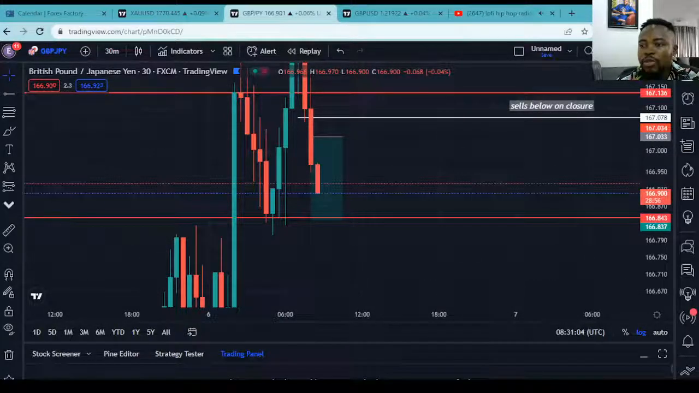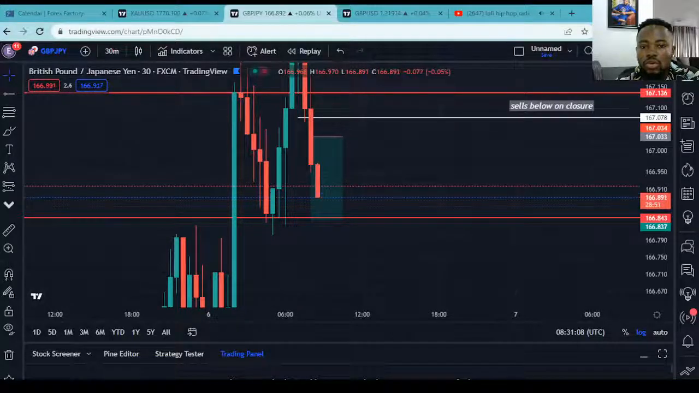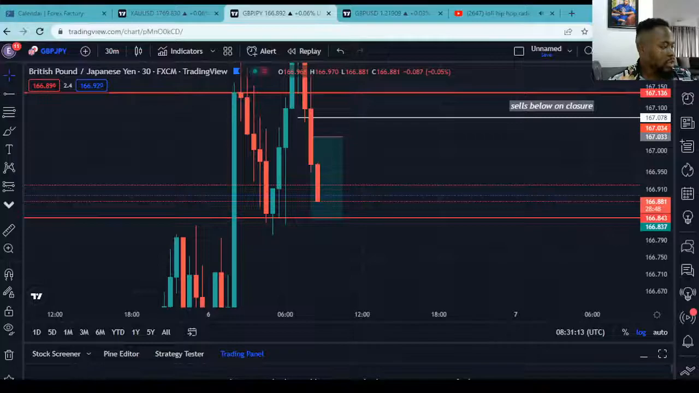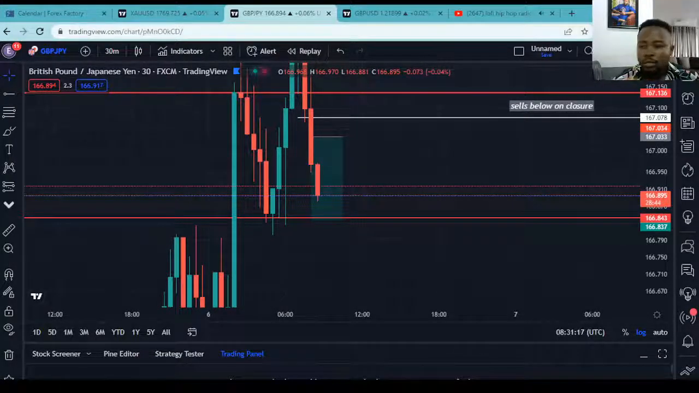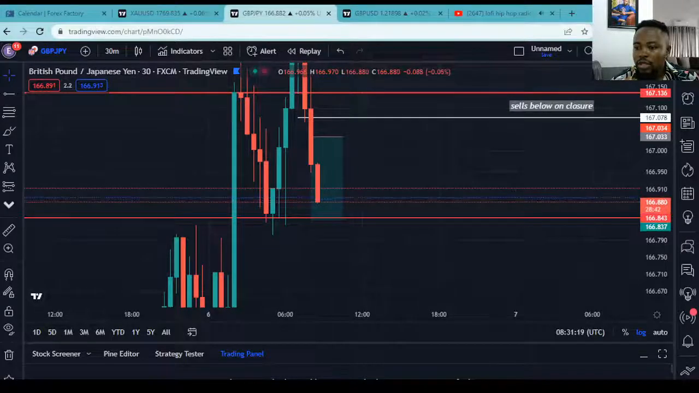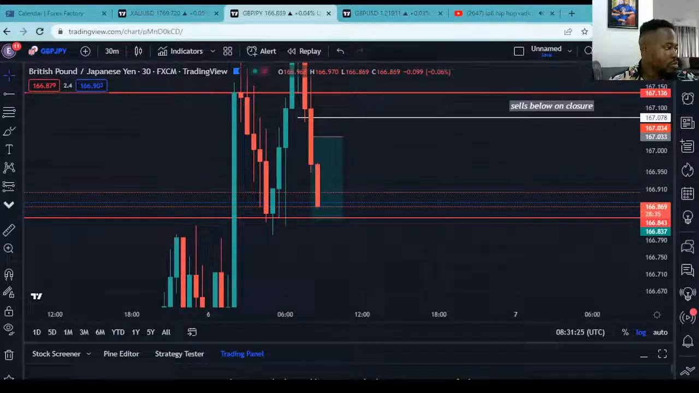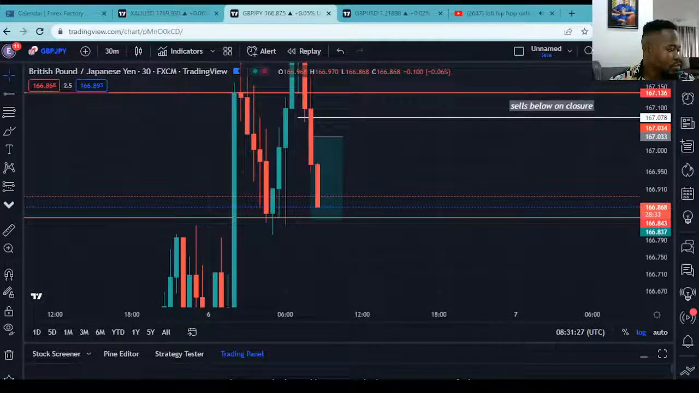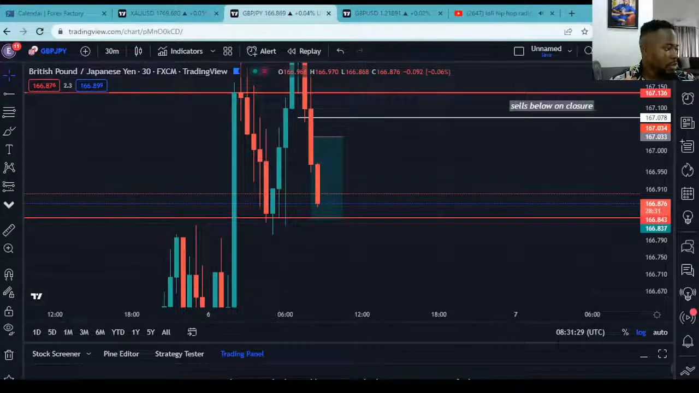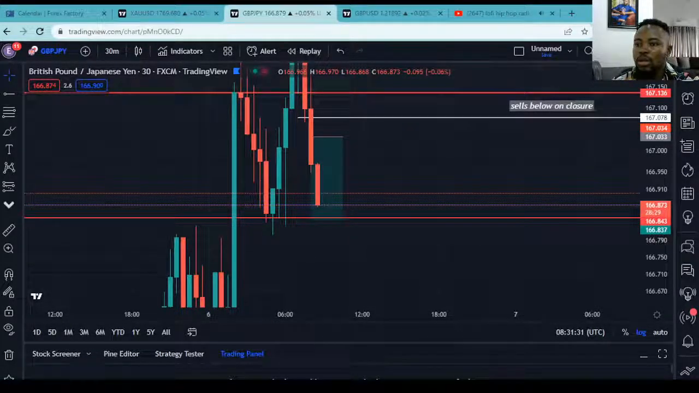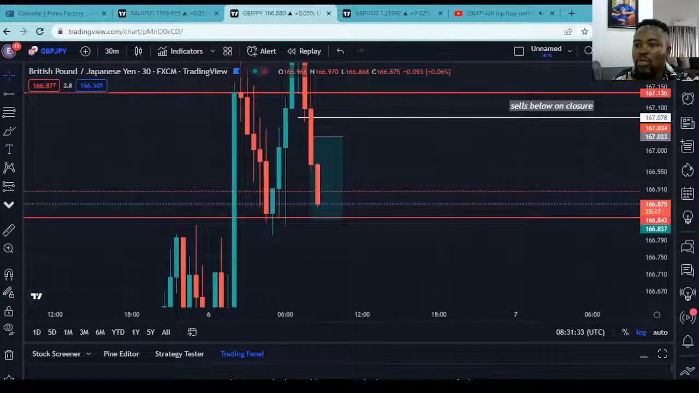Okay, we are 15 pips up right now, 16 pips up. So ideally we should close 50% here. So I close 50% right there. And my stop loss right now on both positions is on break even.